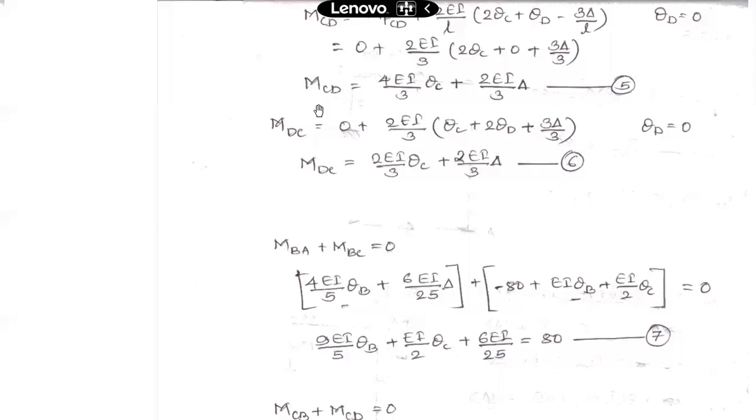So what does it come out to? MCD will be equal to 4EI by 3 theta C plus 2EI by 3 delta. Okay, this is the equation for MCD. Similarly, when I write the slope deflection equation for MDC, it will be 2EI by 3 into theta C plus 2EI by 3 into delta. Okay, so verify them. Try writing the slope deflection equations and verify them.